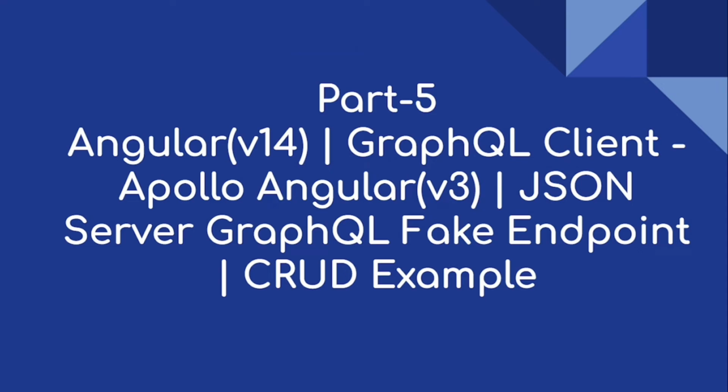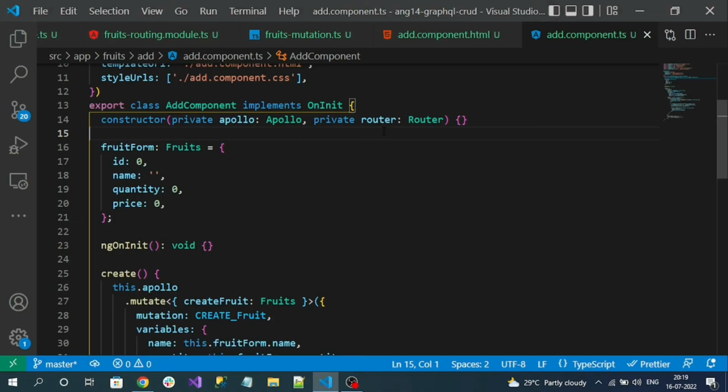This is part 5 of this series of Angular 14, consuming the GraphQL endpoint using the Apollo Angular library. Now let's try to implement the update operation. So let's create a new component in the fruits module, like an edit component.